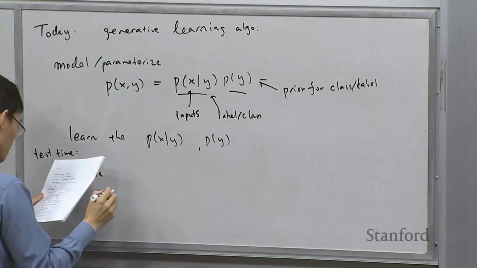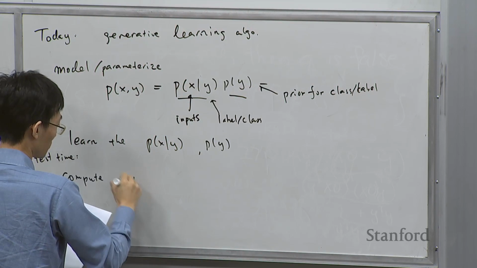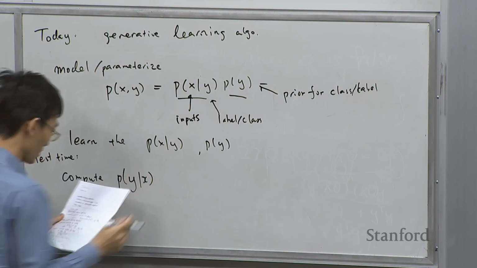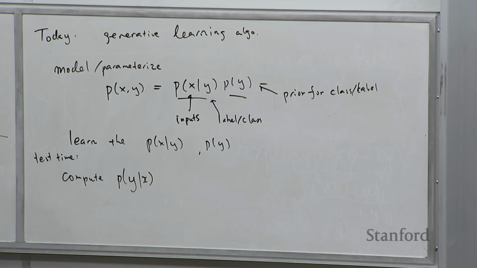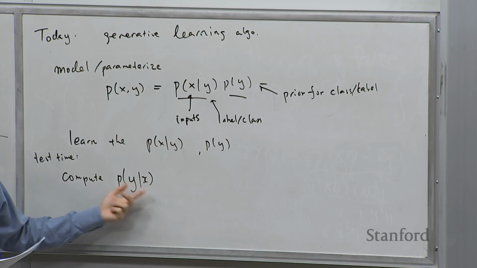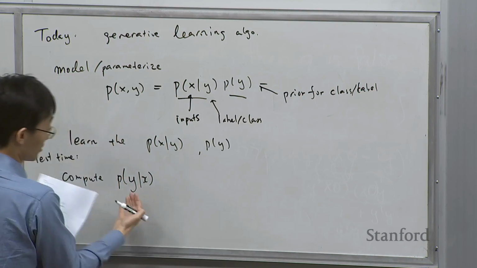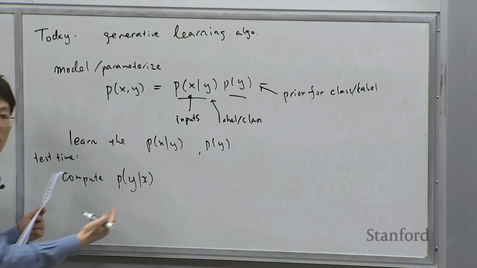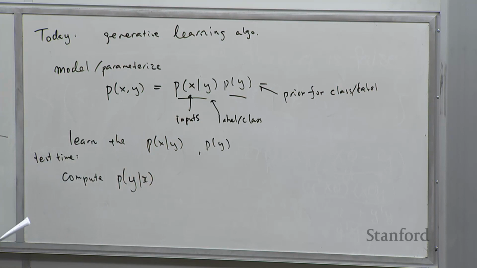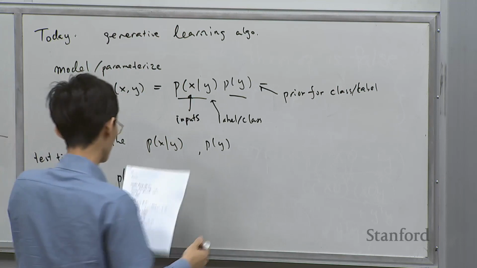You are still trying to compute, for example, P of y given x, right? You're still trying to classify what's the chance of each of the labels. Or you probably want to get the max of y given x. We're going to talk about exactly what you care about. But essentially, you still care about the relationship of y conditional on x. And how do you get this? You get this by Bayes' rule.